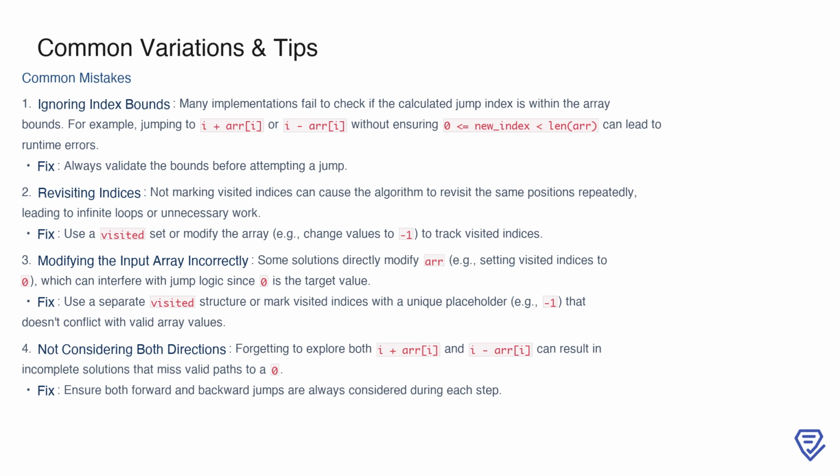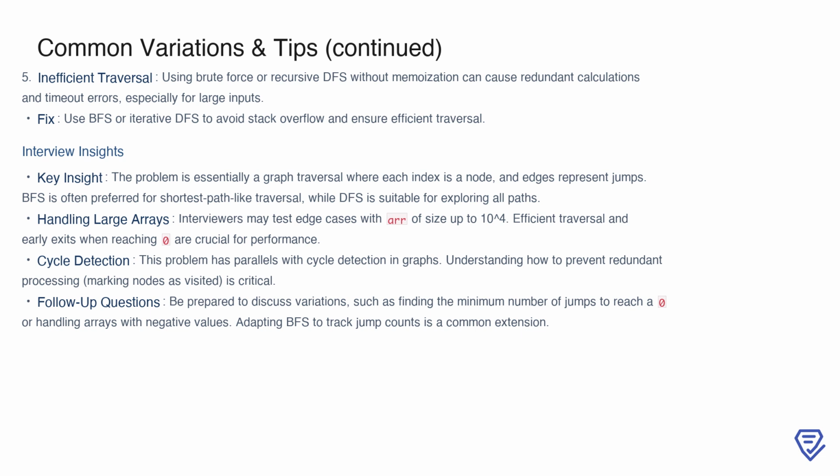Finally, make sure to explore both directions, jumping forward and backward. Forgetting one direction can result in incomplete paths and incorrect solutions. Inefficient traversal is another challenge you may face. Brute force or recursive DFS without memoization can lead to redundant calculations and even timeout errors for larger inputs. To address this, opt for BFS or an iterative DFS approach. BFS is particularly suited for exploring the shortest path to a solution, while iterative DFS avoids stack overflow issues.